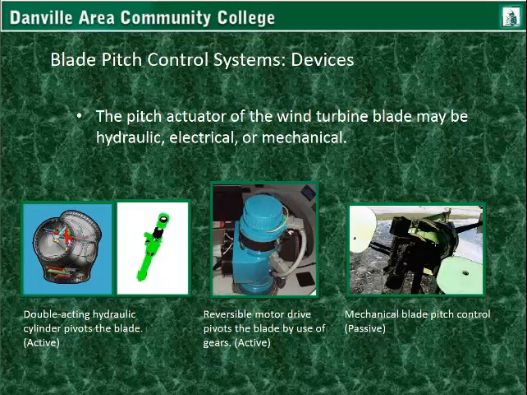The mechanical blade pitch control, more or less, is just for prevention of the blades overspeeding. It's not an involved system, and so it is seen on less expensive and smaller wind turbine systems.